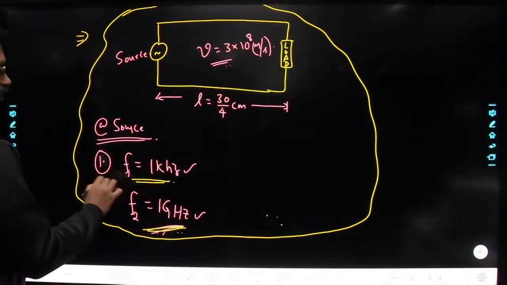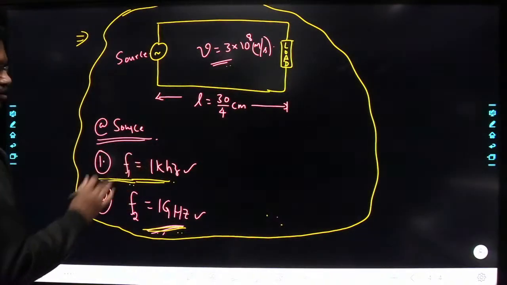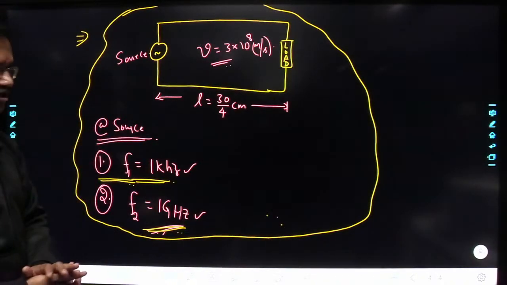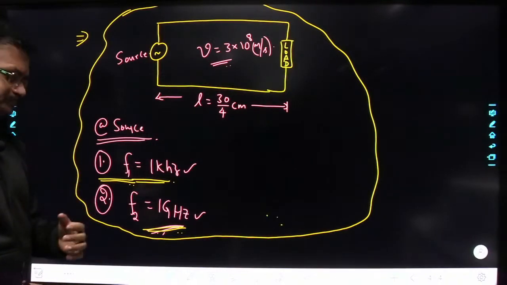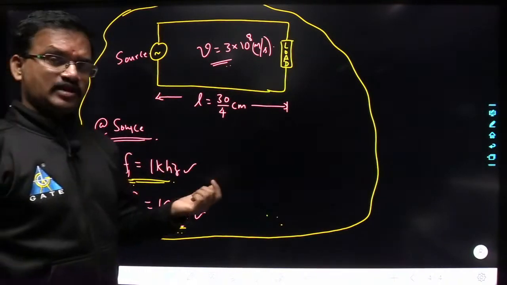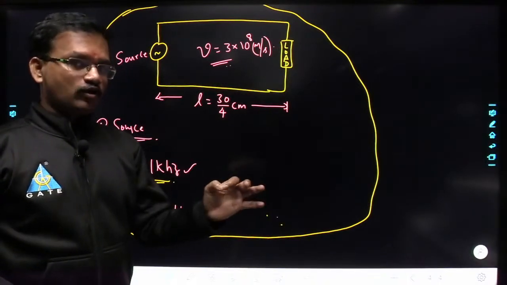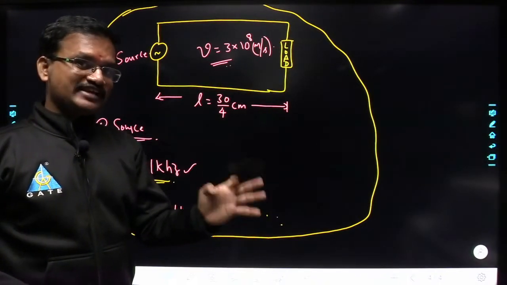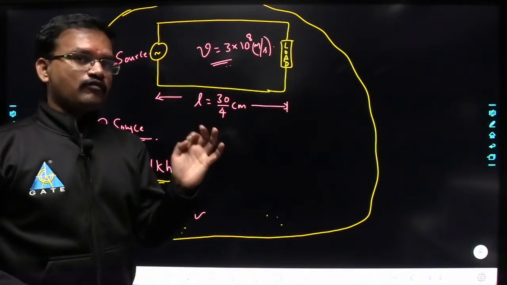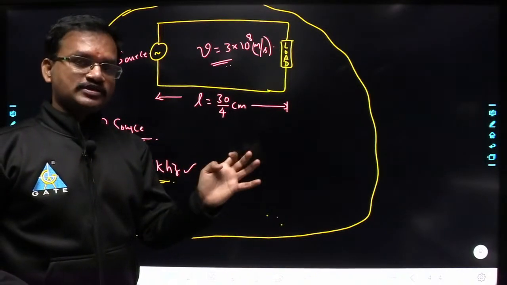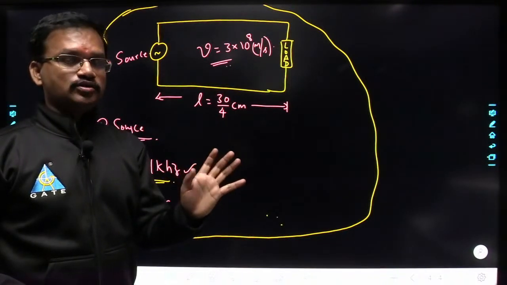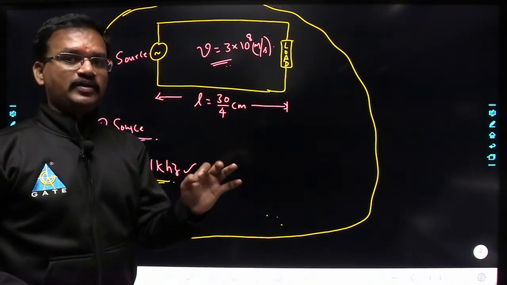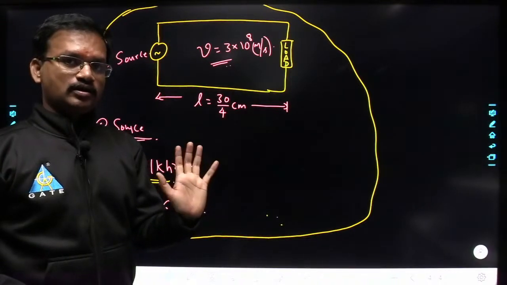In the first case, we have applied a signal whose frequency is 1 kilohertz, so we know that it is a low frequency signal. But when we can neglect the transit time effects, you should not say simply low frequency. You should say low frequency such that at that frequency the L by lambda ratio or TR by T ratio can be ignored.